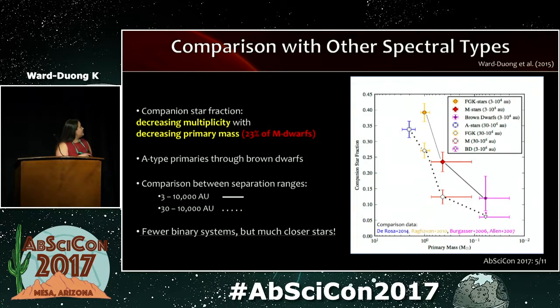But what we're really looking at here is that we have fewer binary systems, but the ones that we do have are much, much closer. And this is, of course, going to have really important dynamical interactions with the extent of the habitable zone, and dynamical interaction between the disk and the planets.